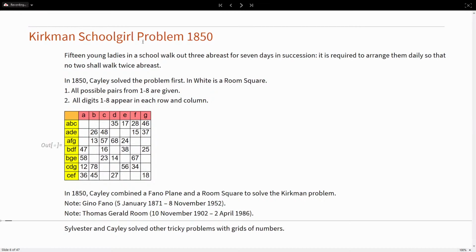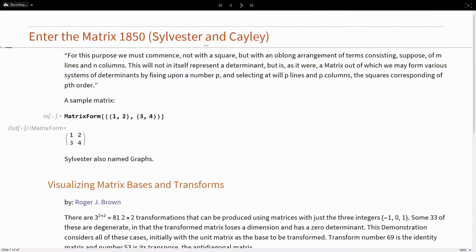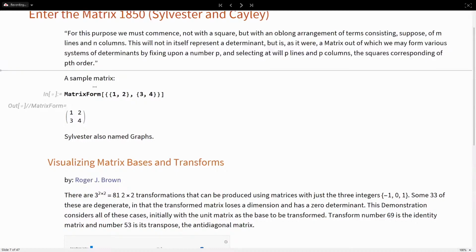So due to this problem, it seems that Sylvester and Cayley worked on other problems that could be solved with grids of numbers, and they developed matrices a little bit later that same year. So it seems like this recreational mathematics problem, the Kirkman schoolgirls problem, led to linear algebra. So here's a sample matrix.